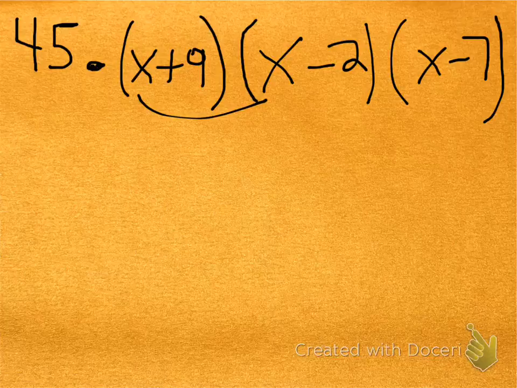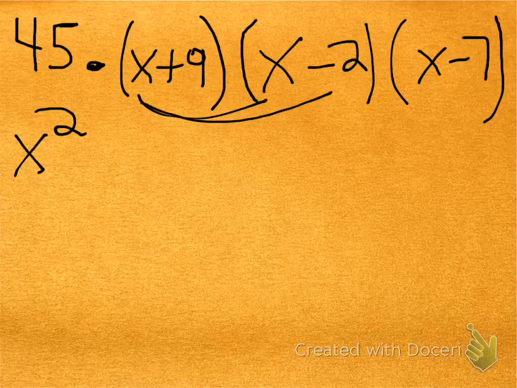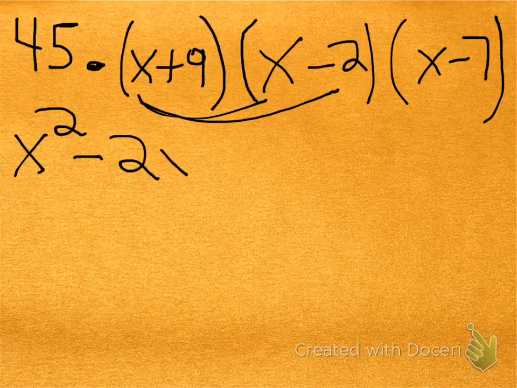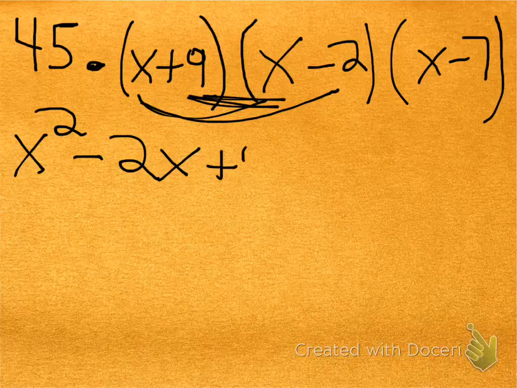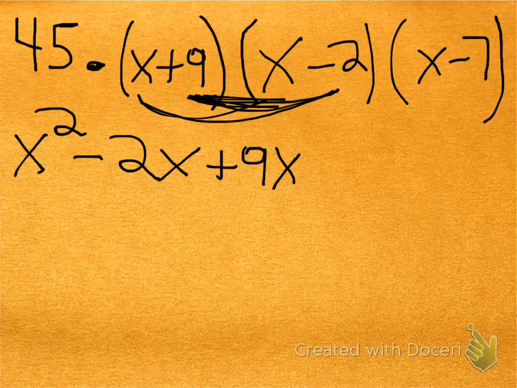So these two, you first, x times x is x squared, and then the outer, which would be x times negative 2x, so it would be minus 2x. The inner would be 9 and x, so you multiply that would be positive 9x. And then the last would be negative 2 and 9, multiply those together, it gets you negative 18. So we have that right there.